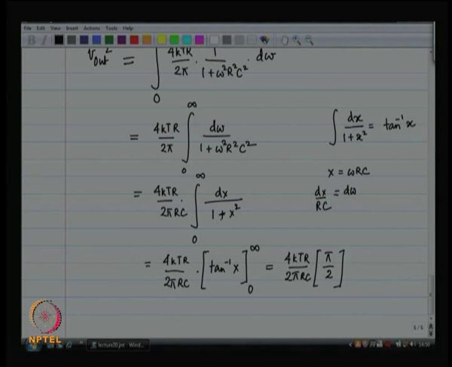All right. And now you do the simplification, and all of the 2's will go, pi will go, r will cancel out. All you are going to be left with is kT over C. Surprise, surprise. What did we just do? What have we done over here?